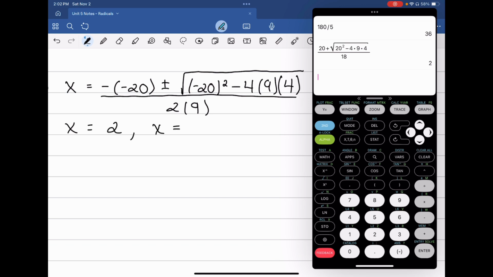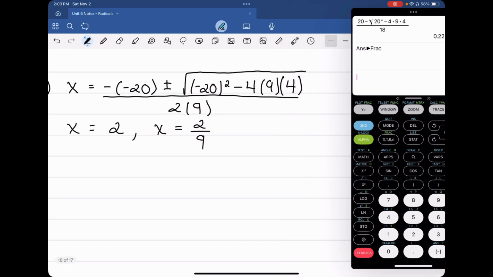And then for our second value, for our negative case, we're just going to take the exact same thing from our calculator, go up, go over to the positive, clear that out with delete, put a negative instead, and then we end up getting 0.222, which we should know, or we can take this value and plug it into our calculator and go math fraction. 2 over 9 is the value here. So we get 2 over 9.